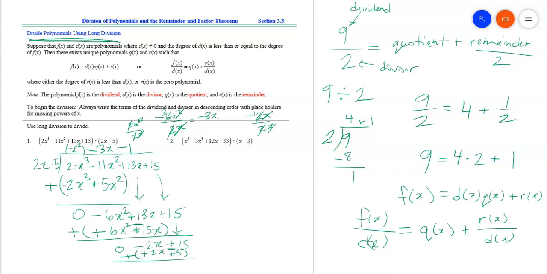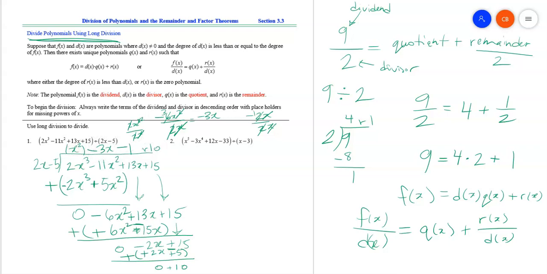And then just adding these. Negative 2x plus 2x is 0. And then 15 minus 5 is 10. So we end up with a remainder of 10. We could write it. It seems a little bit clumsy, write remainder of 10. This is not really going to be our final answer, though.